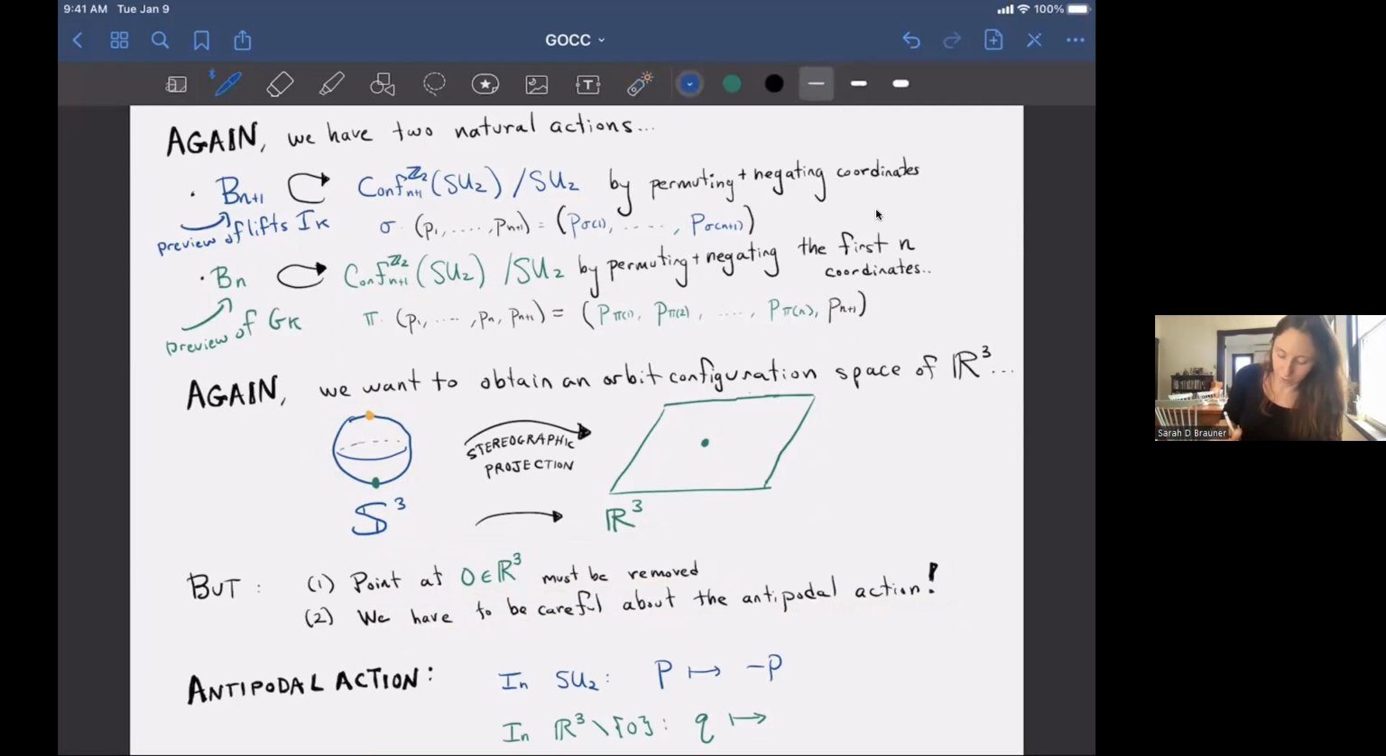In particular, the image of the antipodal action under the stereographic projection is going to send Q to negative Q over its magnitude. Again, this is another reason why we don't want 0 in our space. It's a little bit weird, the action, but it's still a Z2 action on the space.